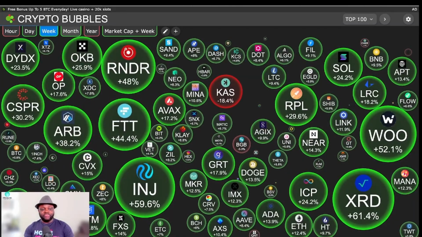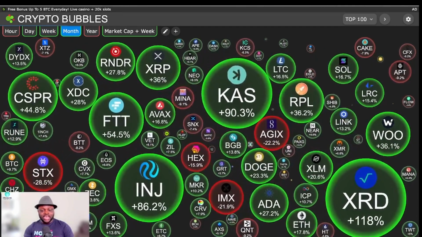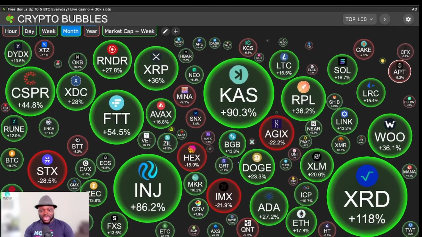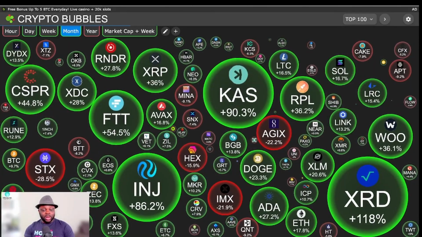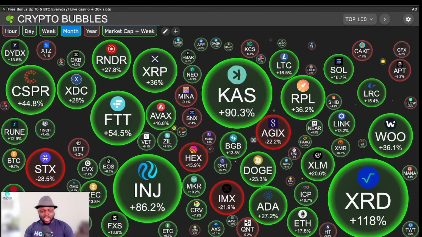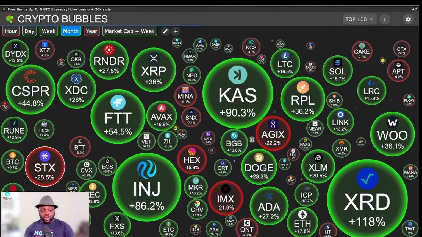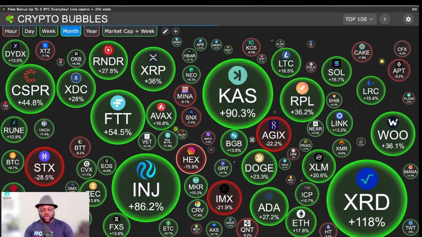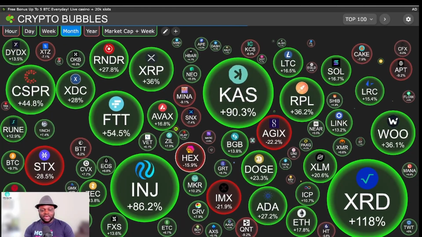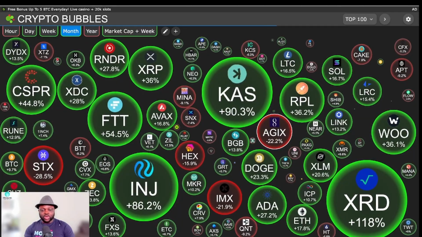So beginning with the monthly time frame, look at it. Right now, it shows that AGIX is down 22%. Aptos is down 9%. IMX is down 21%. So if I am to invest in or buy any of these tokens, I'm going to start looking at STX, which is down 28%. I'm going to look also at IMX, which is down 21%, HEX, which is down 15%, and AGIX, which is down 22%.